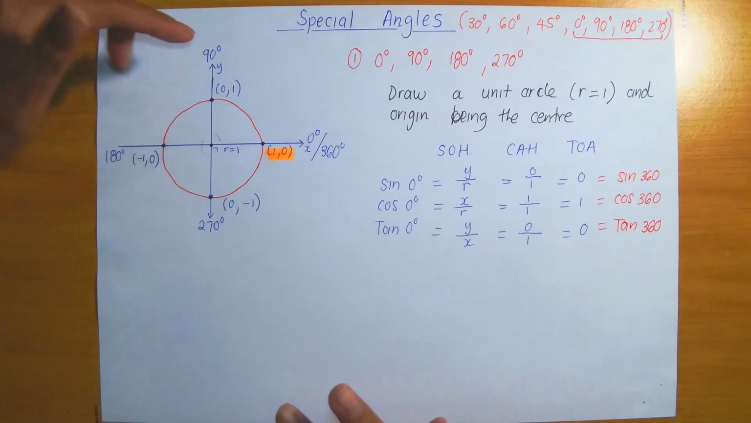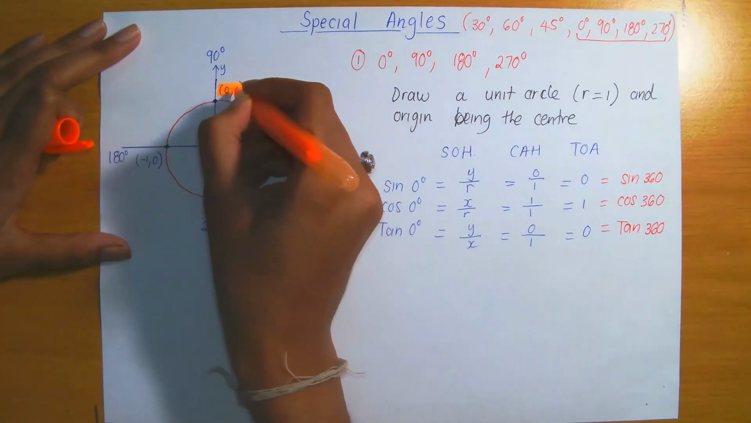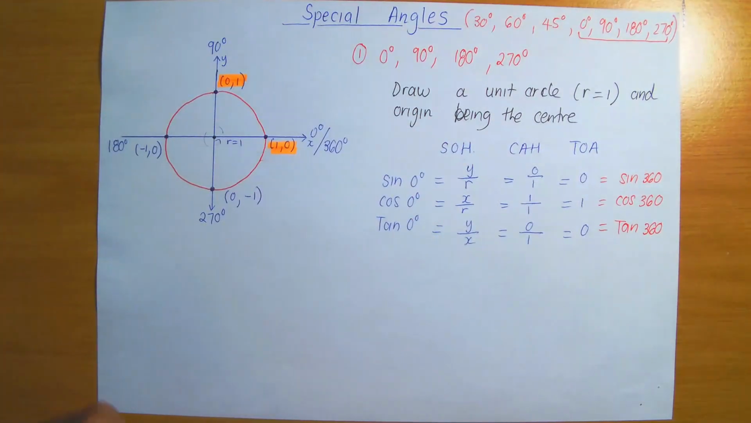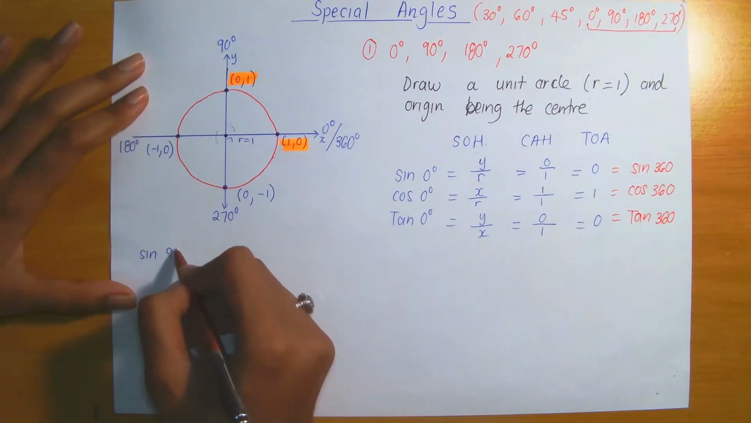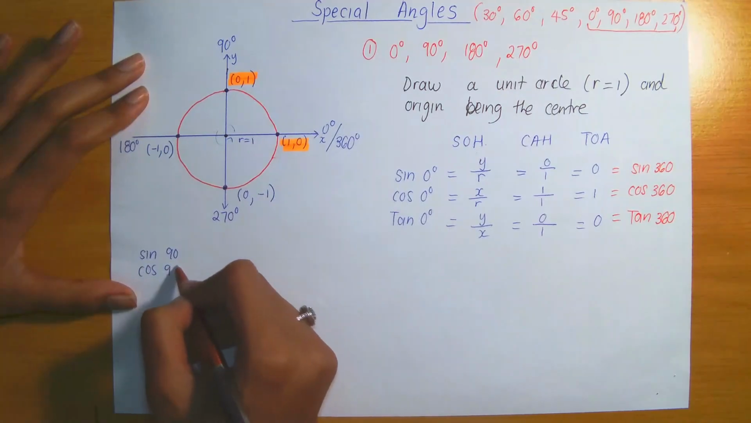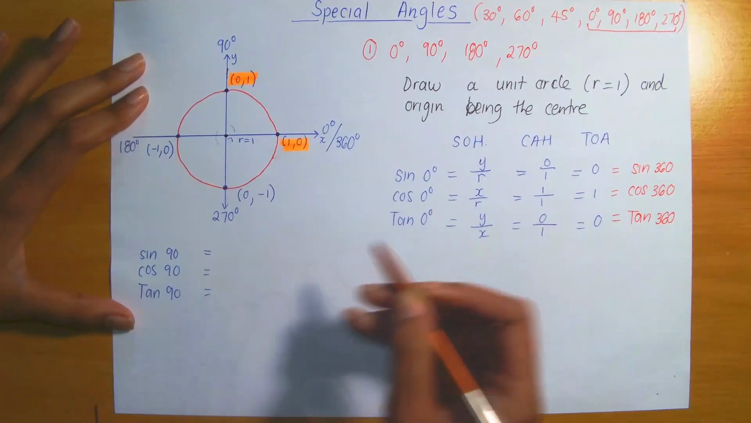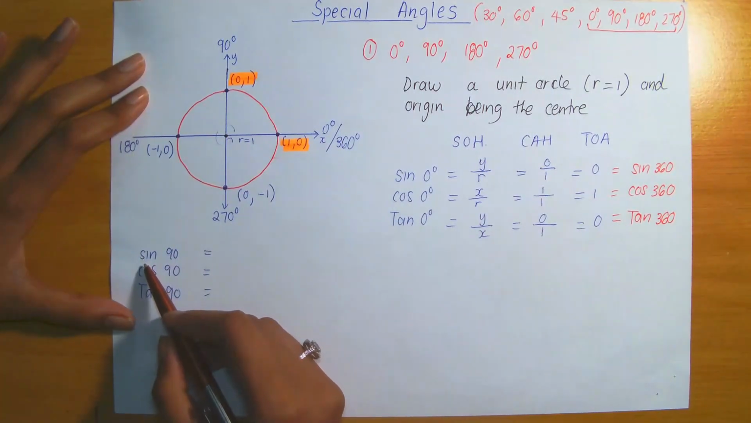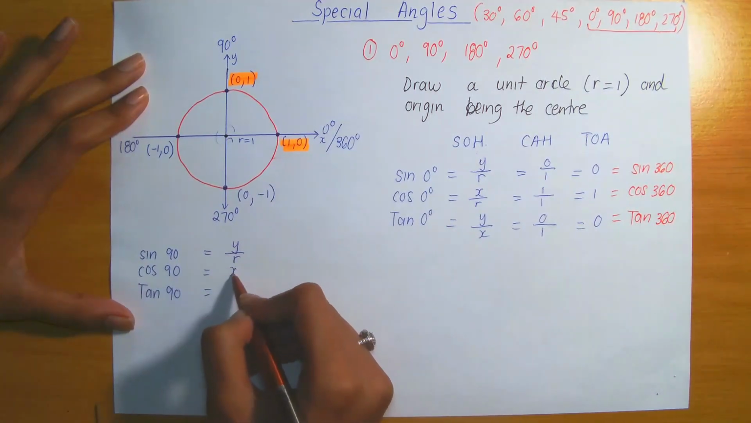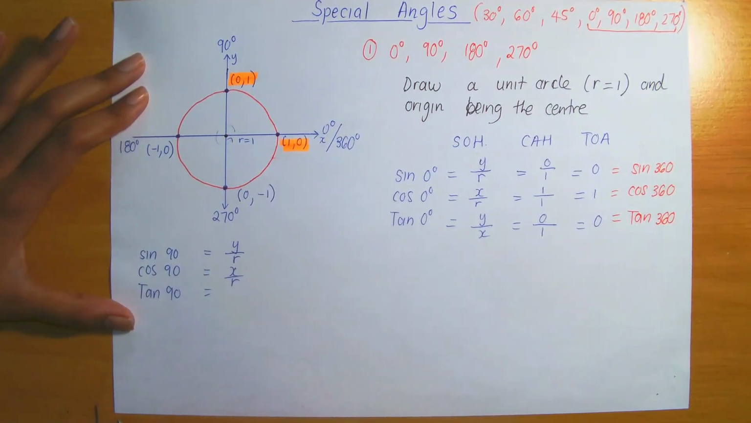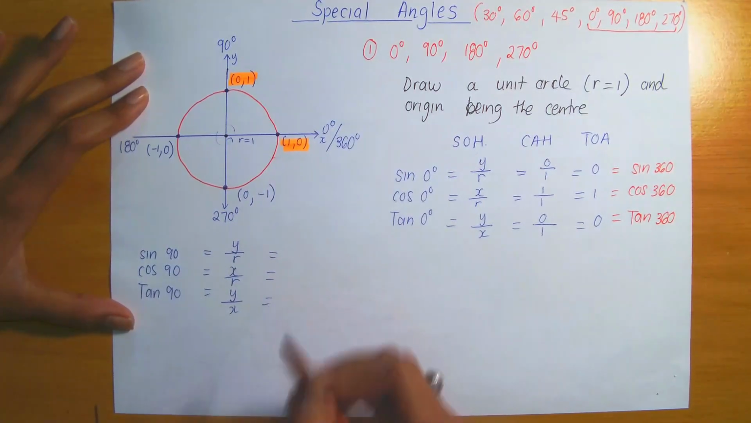So we can now move to compute at 90 degrees. Remember, our coordinate here at 90 degrees is the pair (0, 1). So if we're computing sine of 90, cos of 90, and tan of 90, and if we are using our interpretations from before, that sine of an angle is y over r, cos of an angle is x over r, and tan of some angle is y over x, what do we now obtain?